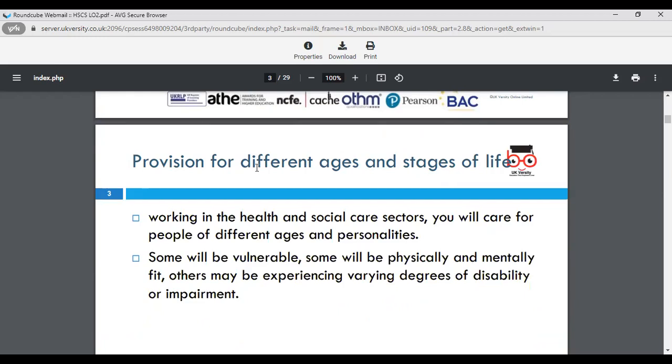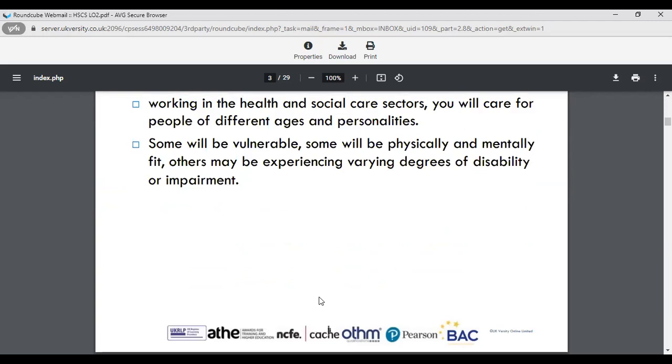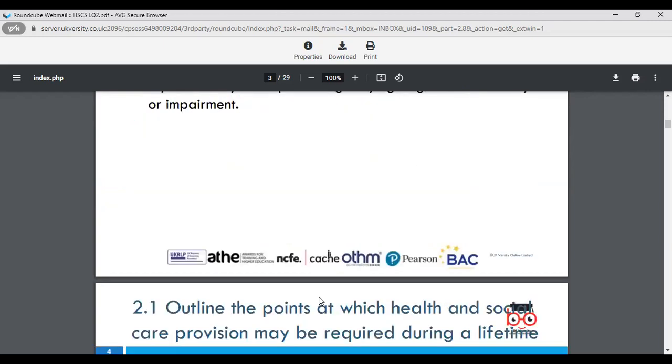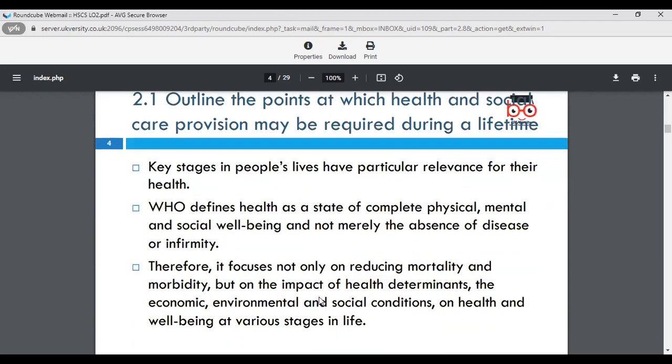So we have different provisions for different ages and stages of life. Working in the health and social care sectors, you will care for people of different ages and personalities. Some will be vulnerable, others will not be. There'll be different levels of disability or impairment also. Others might not have it. They might be physical impairments, mental impairments, or both together. And these are the points at which health and social care provision may be required during a lifetime.